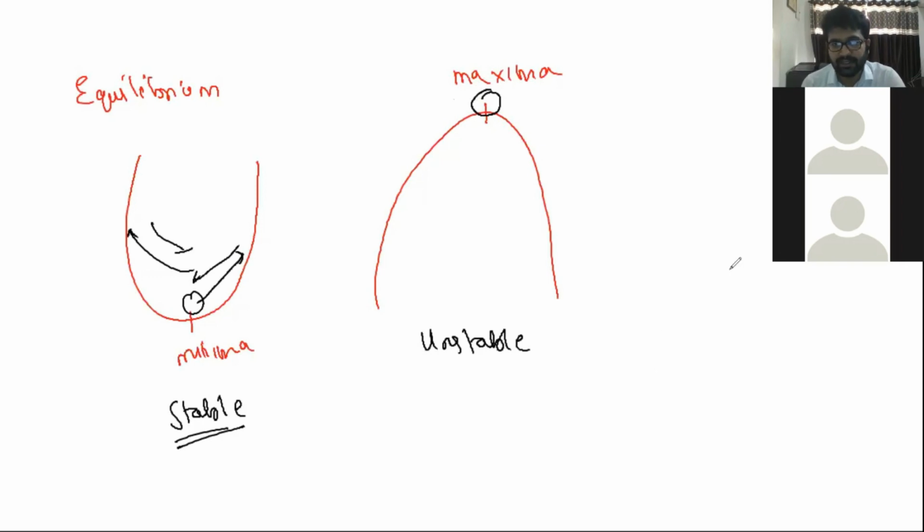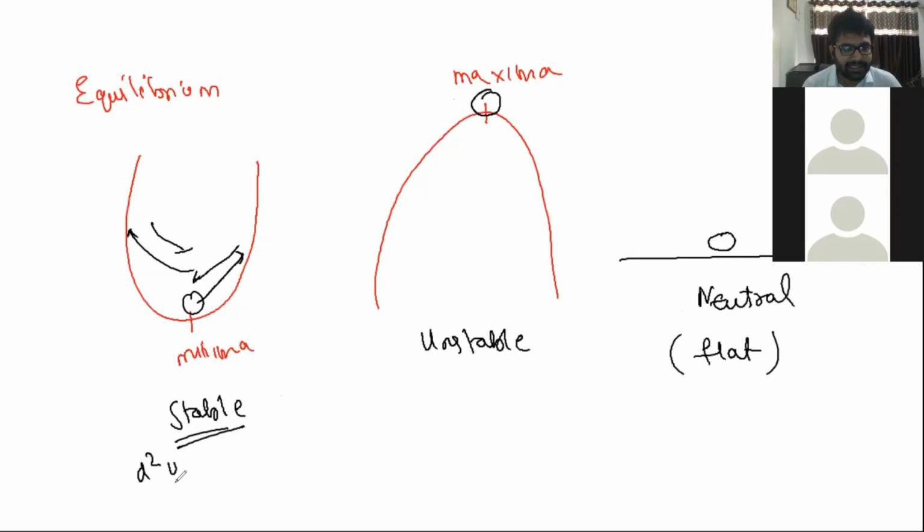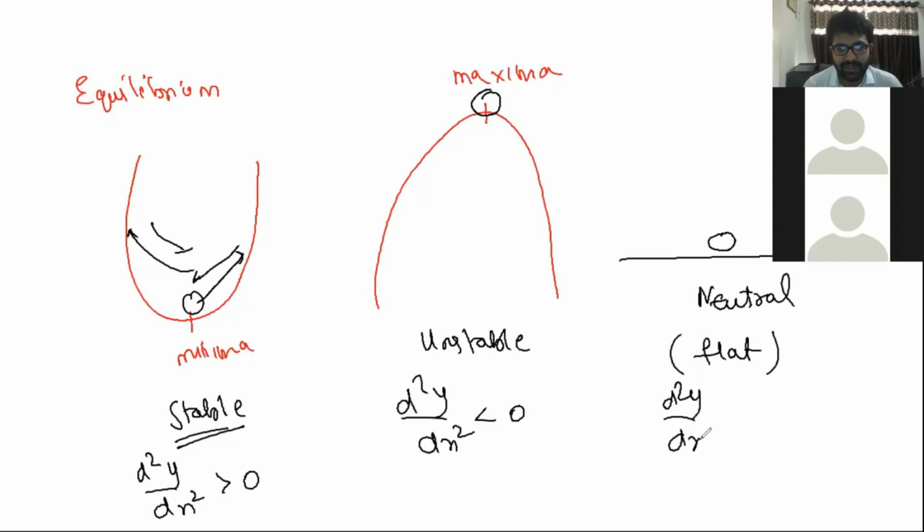And then we have something like a flat surface, and if you keep a ball on this, you call it neutral, people. So just make a note of it: stable means minima, unstable means maxima, and neutral means a flat surface. At minima, remember that d square y by dx square is greater than 0. At maxima, d square y by dx square is less than 0. And at neutral, d square y by dx square is equal to 0. Okay? Please make a note of it.